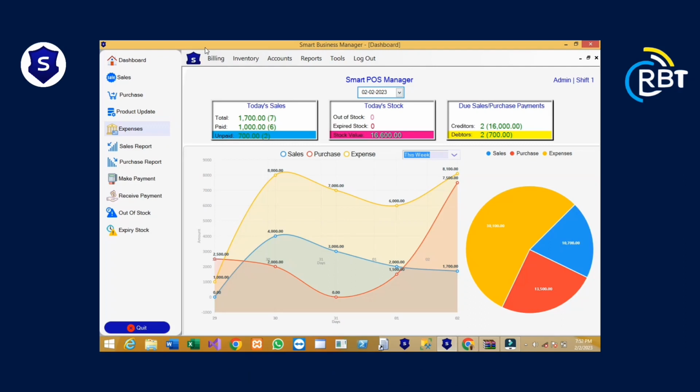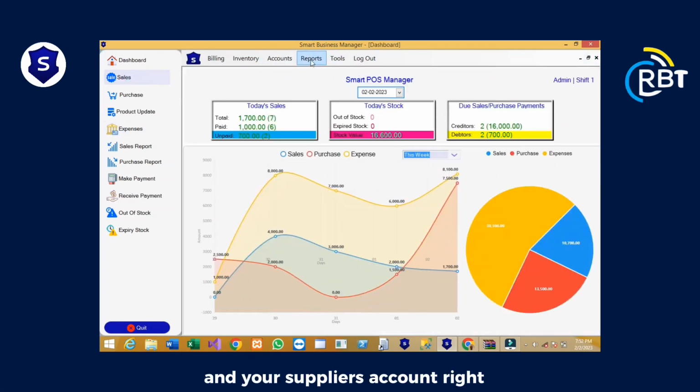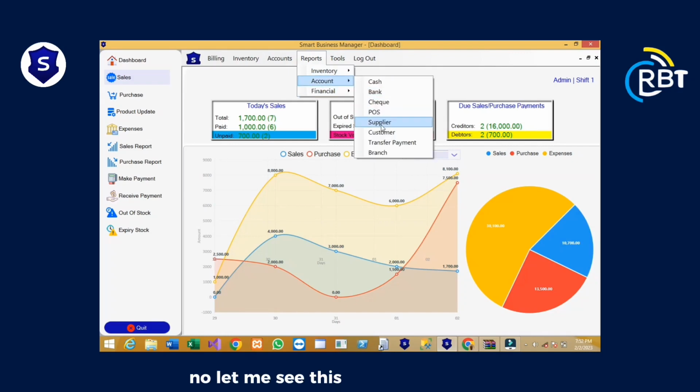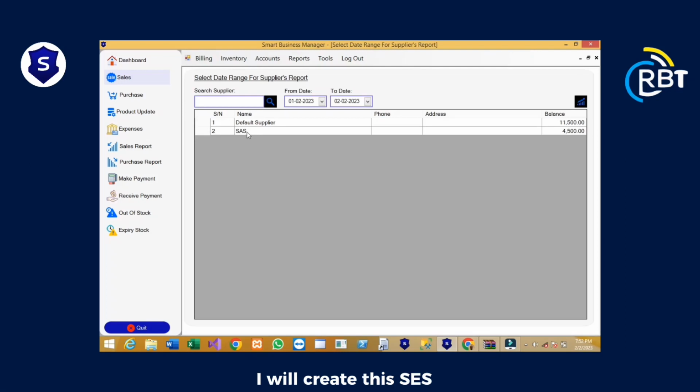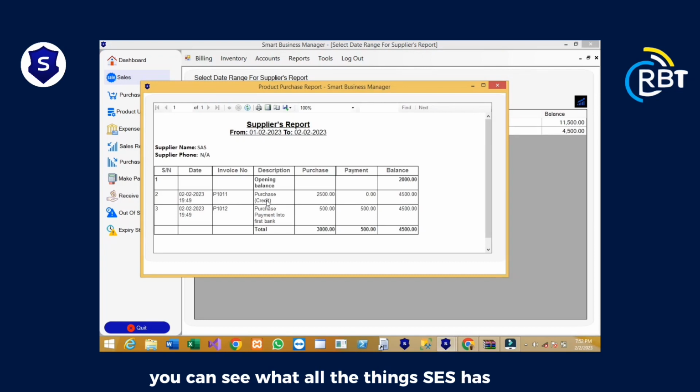Now, it is managing your payment accounts, and also managing your customer and your suppliers accounts, right? Do you understand? If you really understand what we did, then let me open this suppliers account. I created this SAS. So if you open this SAS now, you can see all the things SAS has done. SAS bought the other day, he did not pay. The balance we started with SAS was 2,000. He bought 2,500, he did not pay. 4,500. He bought 500 and he paid. So the balance remains 4,500. So you can see how it is.